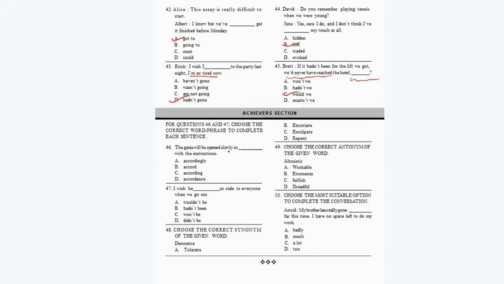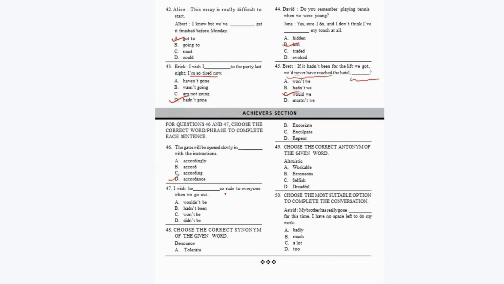The gates will be opened slowly in dash with the instructions. So here it should be in accordance with the instructions. So "in accordance with" is your prepositional phrase. And here the word "accordance" is your noun which completes this given phrase. Okay, the gates will be opened slowly in accordance with the instructions.